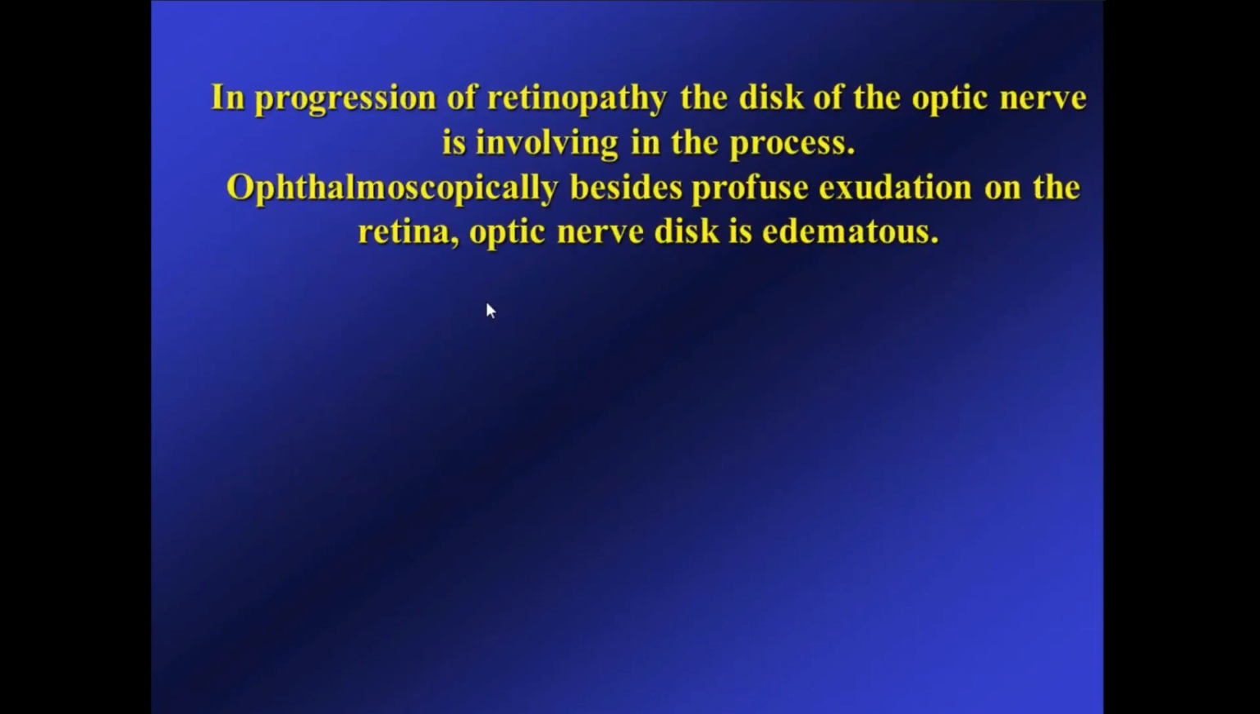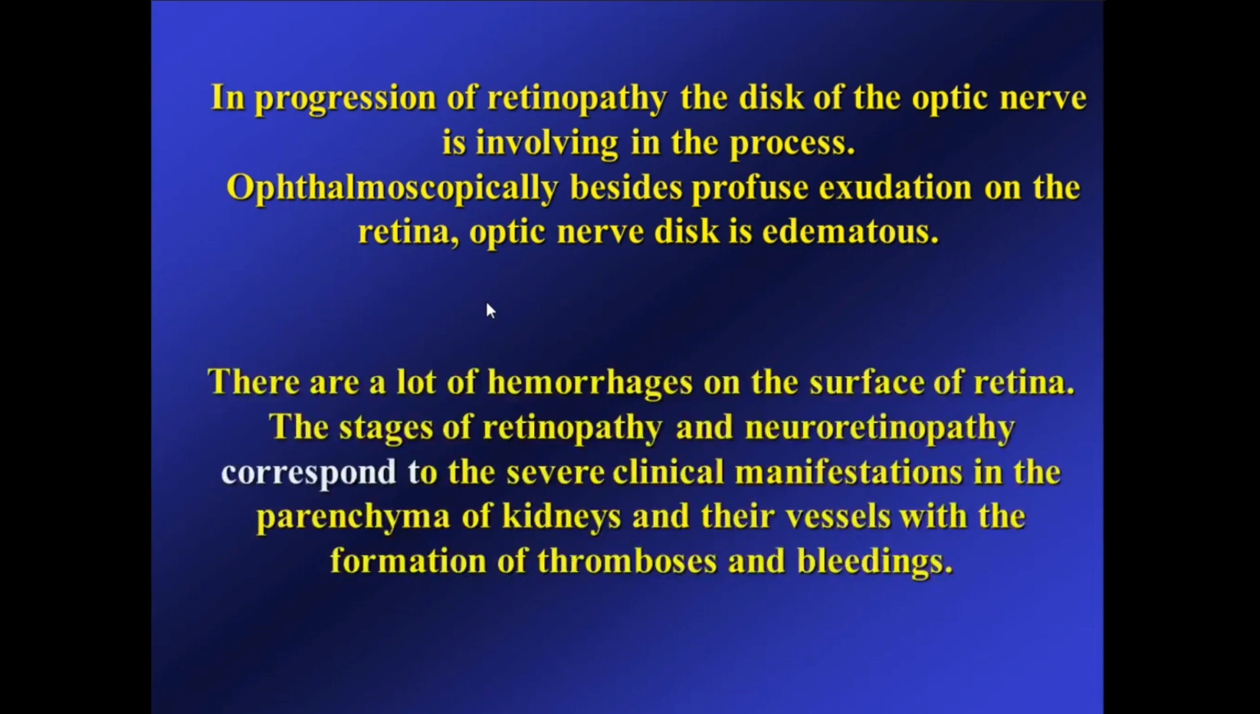In progression of kidney retinopathy, the disc of the optic nerve is also involved in the process. During ophthalmoscopy, we can see that the disc of the optic nerve is edematous. We can see the great edema of the optic nerve. Also, we can see a lot of hemorrhages on the surface of the retina. The stages of retinopathy and neuroretinopathy correspond to the severe clinical manifestation in the kidneys.